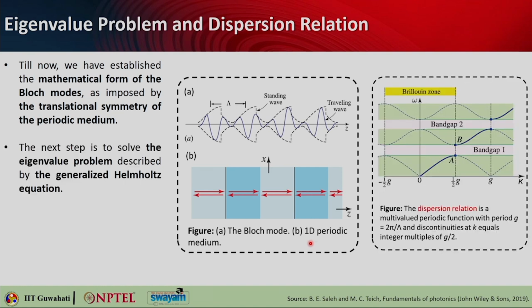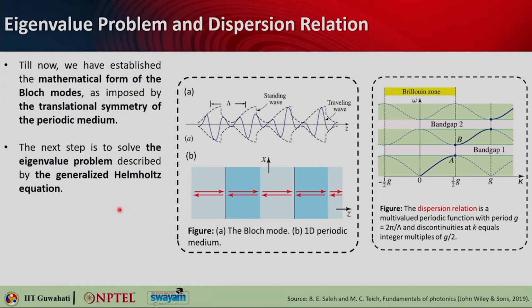We have also seen that for this 1D periodic medium we are able to find the dispersion relation. Dispersion relation, in brief, is basically the omega-k relation, and in this particular case we were also able to see that certain frequencies were not allowed to propagate. So, those gave you band gap 1, band gap 2 and so on.